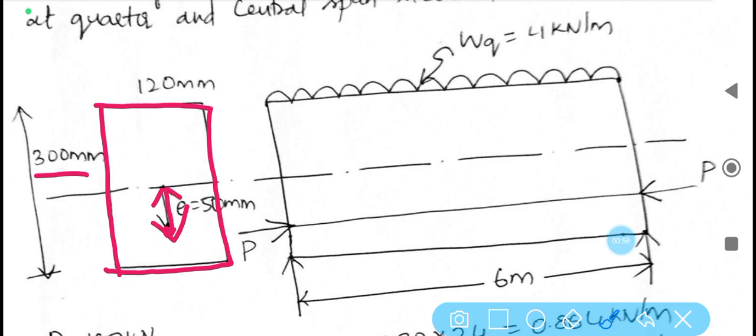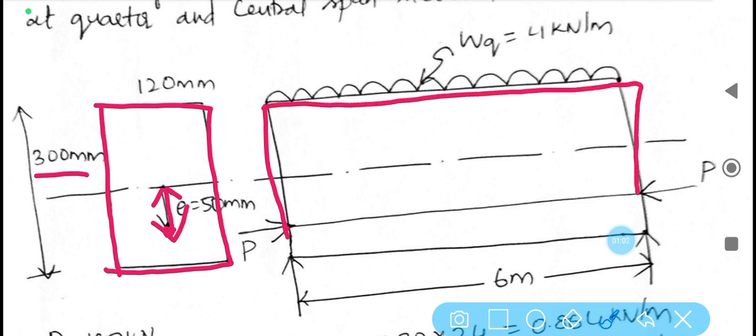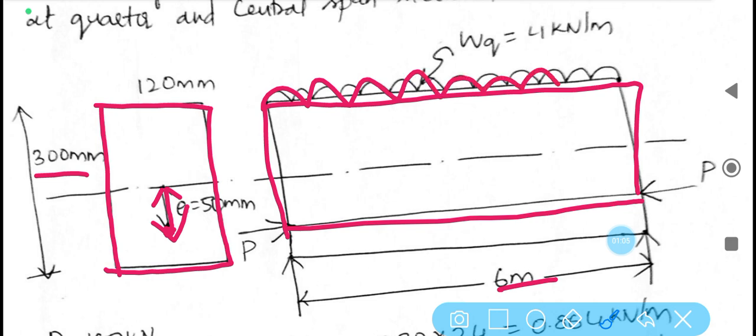And next let us draw the longitudinal section. So this is the longitudinal section. Span is 6 meter and UDL value is given as 4 kilonewton. Next, this represents the pre-stressing force P on both the sides.